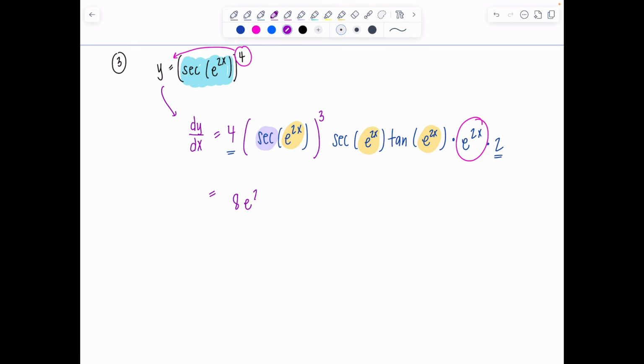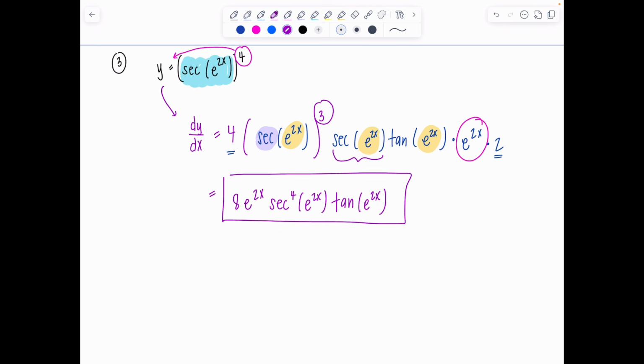And then notice here, this is secant of e to the 2x, and I've got 3 of them here, so really I've got 4 of them. So let's write secant of e to the 2x to the 4th. You could put the 4 right there as like an abbreviation, and then I just have that one lonely little tangent of e to the 2x. And that's everybody. Very good.